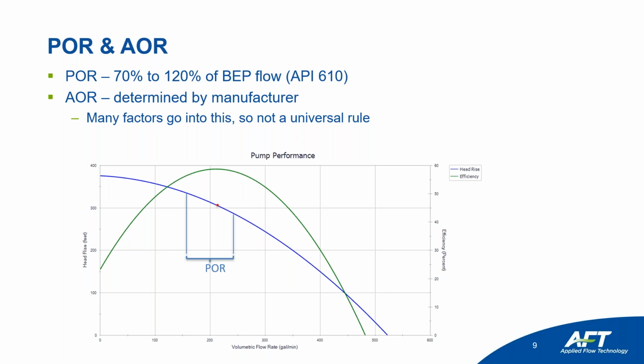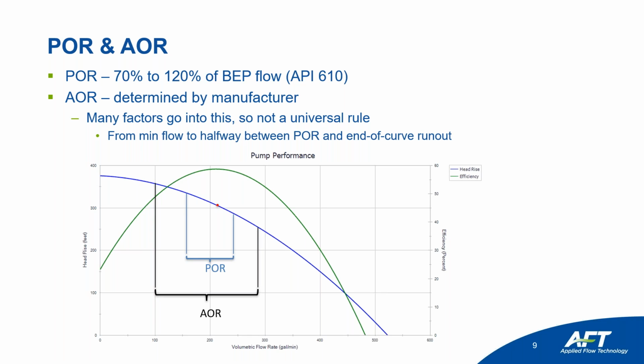But what seems the most logical to me is to talk to the pump manufacturer because they're going to know. But really, it's going to be from the minimum flow rate they suggest, so you're not going all the way down to deadhead. And then you have an end of curve flow rate where you're running out. AOR should be about halfway between your POR and that runout flow, right? End of curve flow. Does that make sense? Yes, I hope so. I'm talking, you guys can't answer.